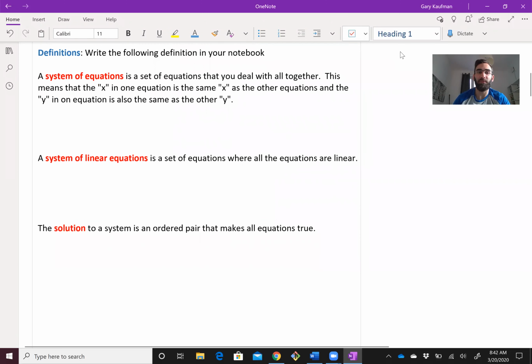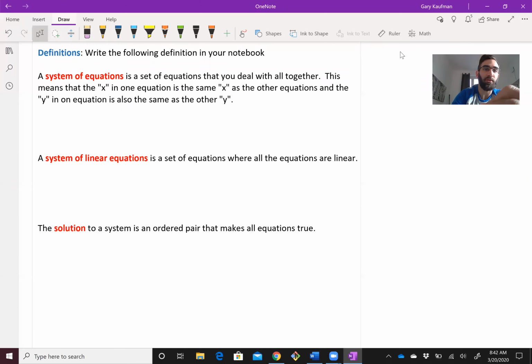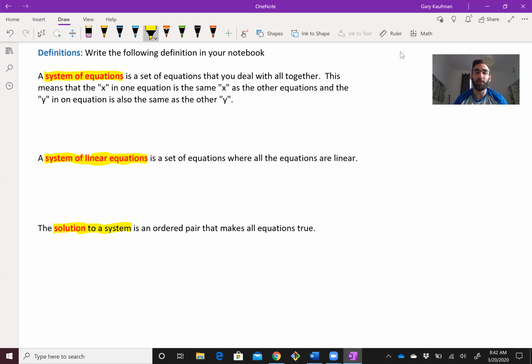So here are three definitions, and I'm about to put in a pause because I want you to write them down in your notebooks. They're going to be very important, and you're going to be doing an exploration in a moment, seeing if you can apply the definition to figure out the answer. I've already highlighted them in red: a system of equations, a system of linear equations, and a solution to a system. So I'm going to pause it to give you a chance to write it in your notebook.